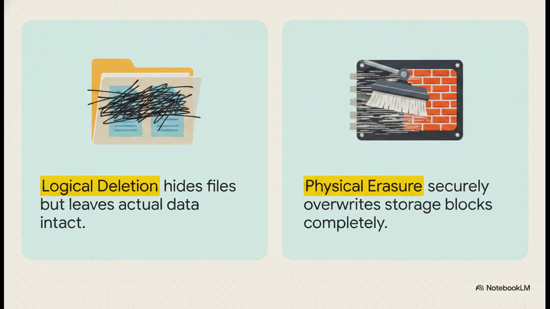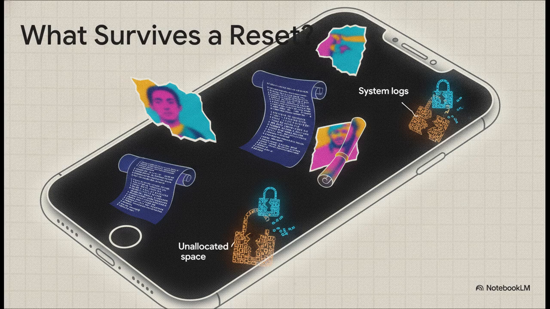Because a standard wipe is mostly just logical deletion, digital forensic tools can extract a frankly shocking amount of data from a supposedly wiped device. What actually survives? Huge chunks of unallocated storage space full of your old files waiting to be overwritten. System partition logs that detail your historical app activity. Fragments of multimedia like old photos and videos. And if the encryption keys weren't handled perfectly by the OS, even encrypted data fragments can be pulled and reconstructed.